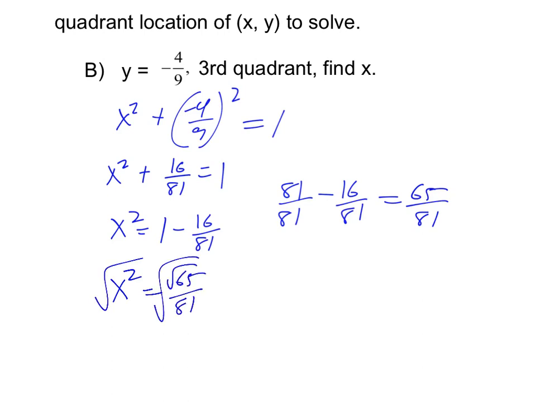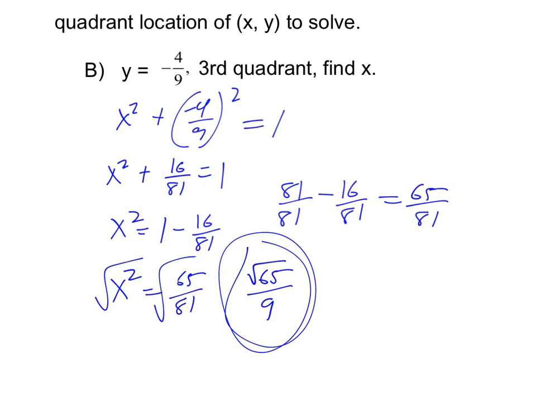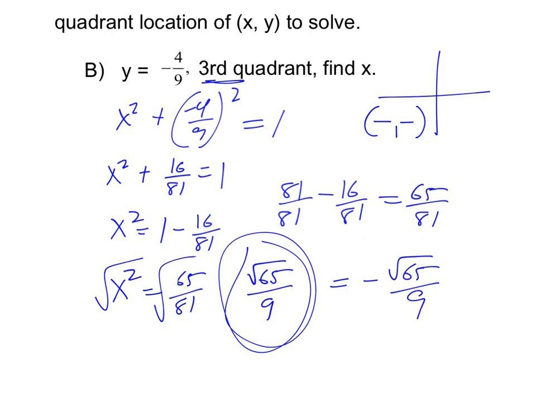Square root of both sides. I was a little early on this square root, sorry. So that becomes square root of 65 over 9. That's my answer. Now, where am I located? Quadrant 3. Quadrant 3 is over here. Negative, negative. That means that my answer is going to be negative square root of 65 over 9. That's my answer.